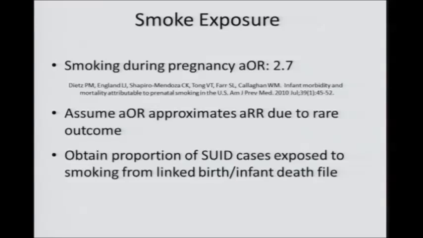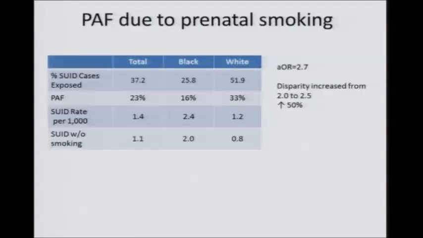So finally, for smoking in pregnancy, that's an adjusted odds ratio of 2.7. And we make the same assumptions, and we have that from the linked birth infant death file. And we can repeat this again. And here, in this case, there's a reverse disparity, that white infants are much more likely to be exposed to prenatal smoking than Black SUID cases. So in this case, the disparity would increase by 50% if smoking were eliminated.